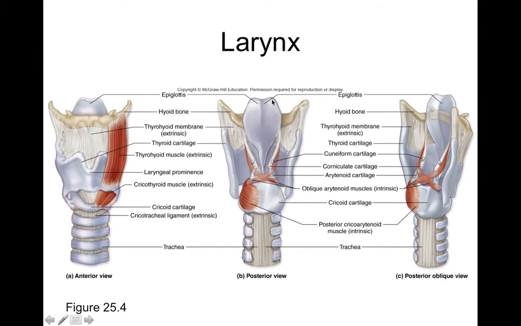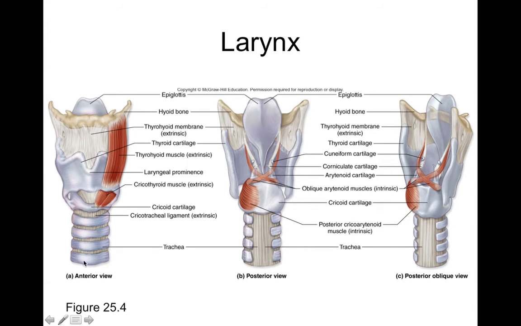Here's the epiglottis, and the function of the epiglottis is to help close off the opening of the larynx, and that way it prevents ingested materials from getting down into your airways. And if you look just inferior to the larynx, this is the trachea, which has tracheal cartilages or C-rings.